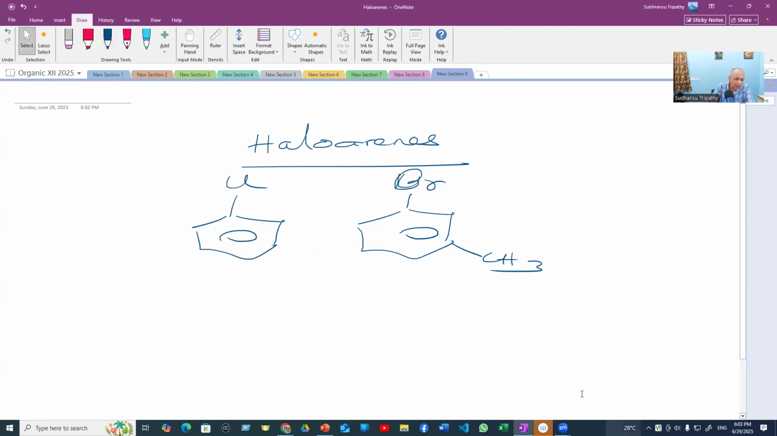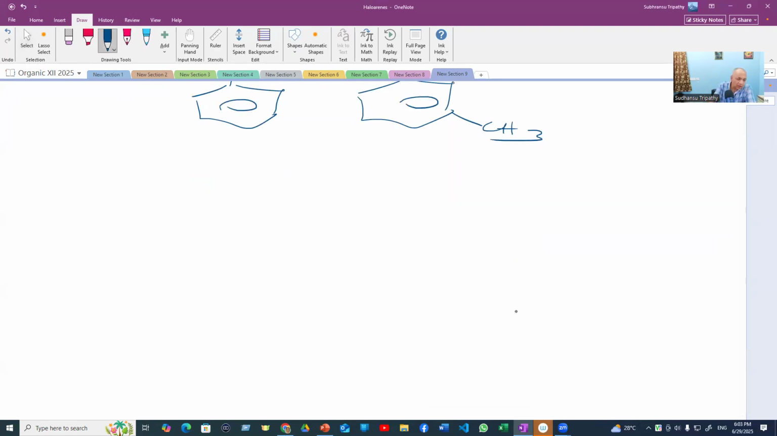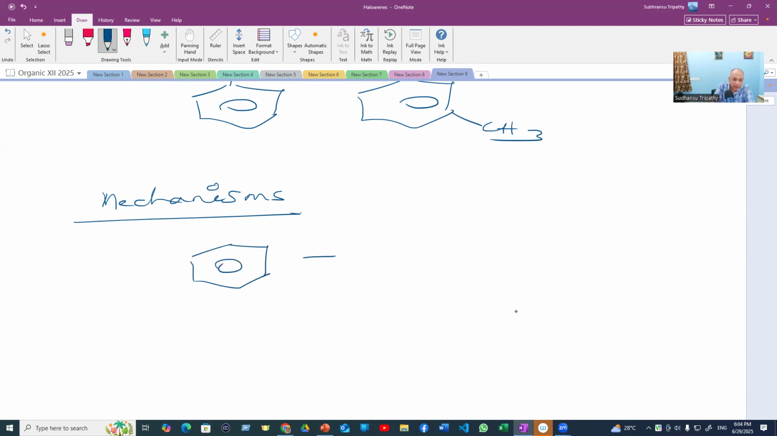So before coming to discuss the preparation of haloarenes and their properties, I would first discuss the mechanisms. First, the one which Samidha you wanted to start: how chlorobenzene is prepared. This is the usual method of preparing chlorobenzene. There are many industrial, commercial methods, which we will discuss. But the simple laboratory method is electrophilic substitution.